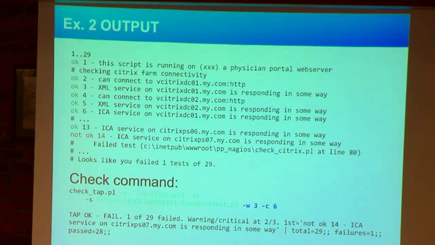So this was very convenient, especially since I had already written this many years ago. It's a convenient way to roll up a bunch of tests together and get one page or email when more than three Citrix hosts are down.